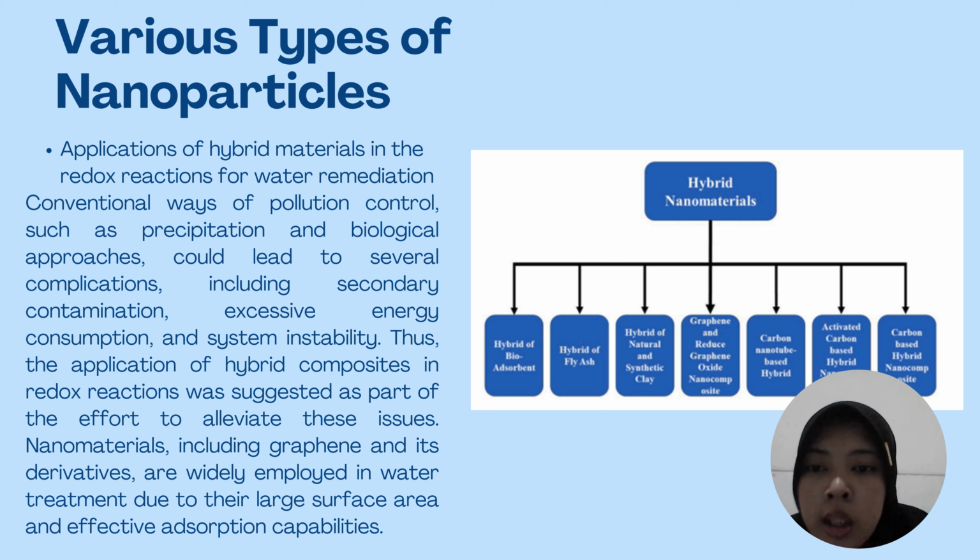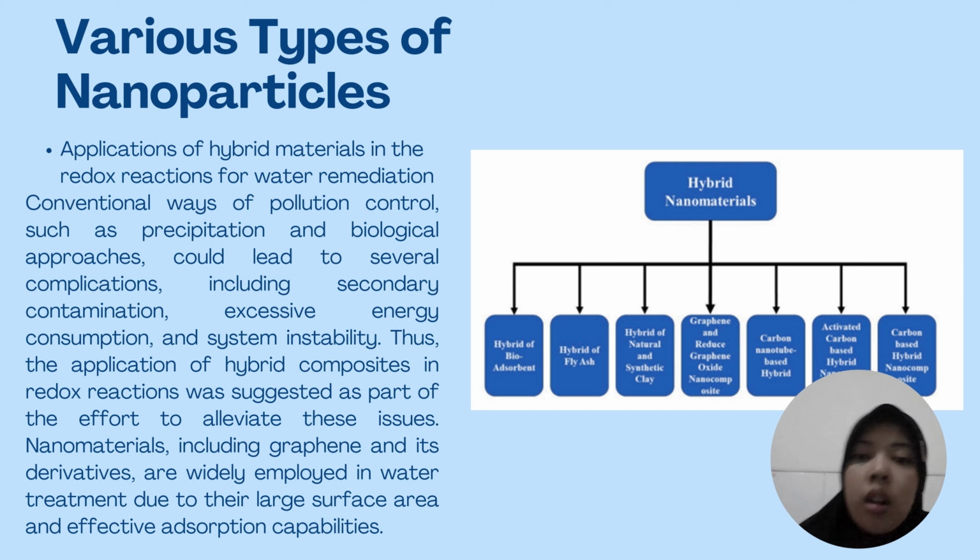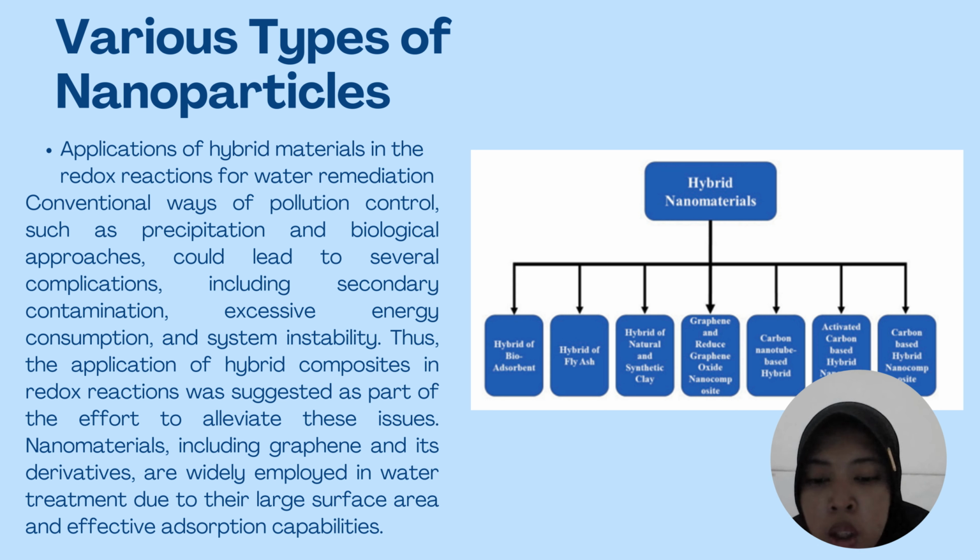And the last type is application of hybrid material in the redox reaction for water remediation. Conventional ways of pollution control such as precipitation and biological approaches could lead to several complications including secondary contamination, excessive energy consumption, and system instability. Thus, the application of hybrid composites in redox reaction was suggested as part of the effort to alleviate these issues.